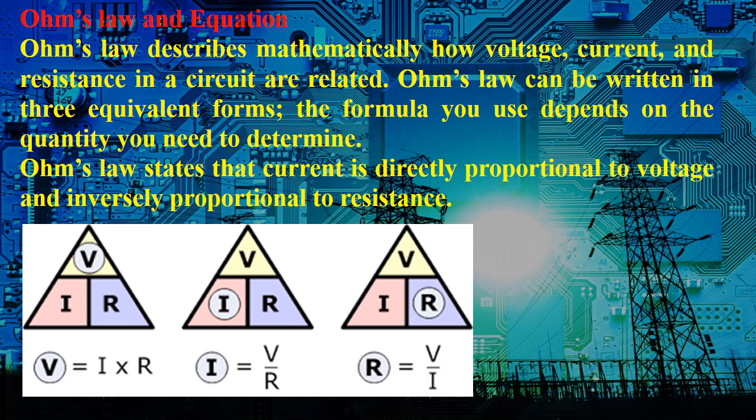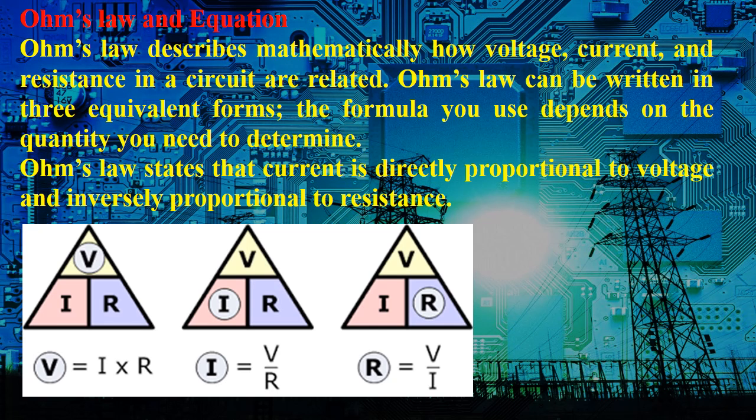Ohm's law describes mathematically how voltage, current, and resistance in a circuit are related. Ohm's law can be written in three equivalent forms. The formula you use depends on the quantity you need to determine. As you can see here, the triangle is called the Ohm's law triangle.